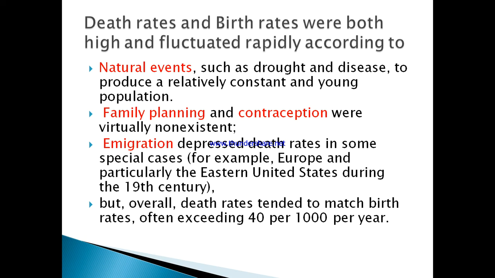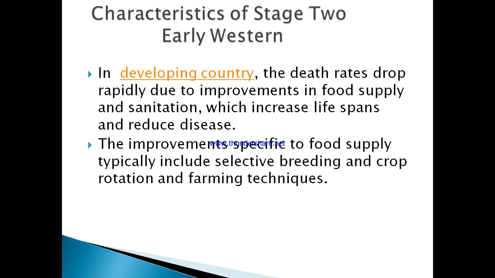Death rates and birth rates were both high and fluctuated rapidly according to natural events such as drought and disease to produce a relatively constant and young population. Family planning and contraception were virtually non-existent. Immigration depressed death rates in some special cases, for example, Europe and particularly the western United States during the 19th century. But overall death rates tended to match birth rates, often exceeding 40 per thousand per year.